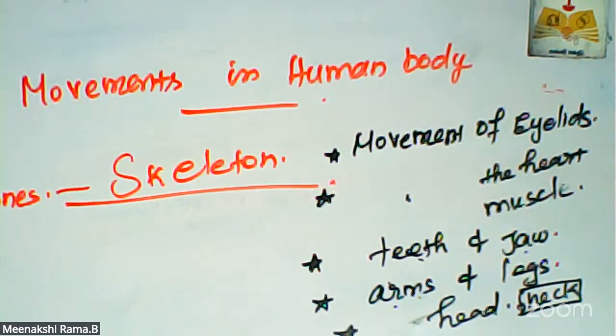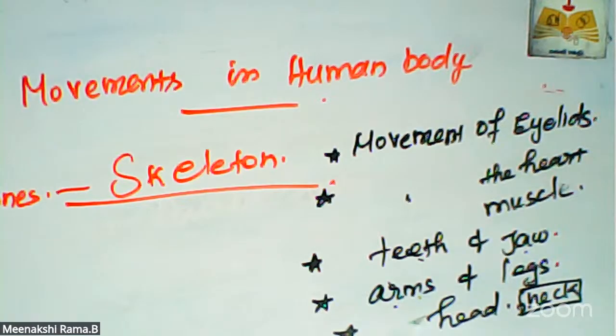Movement of some organs happens because of the combined action of bones and muscles. In such cases, movement is possible along the point where two or more bones meet. The types of movements are amoeboid, ciliary, and muscular movements, and joints. These are all the movements in our human body structure.